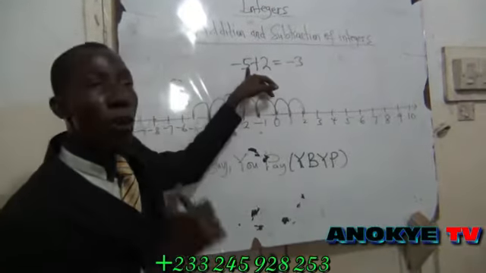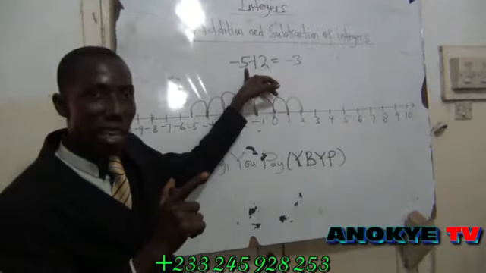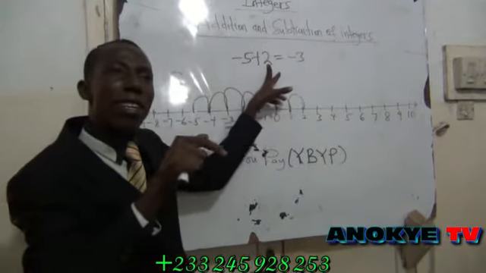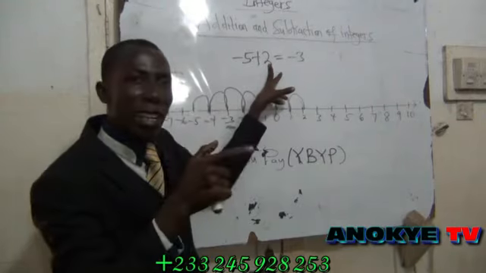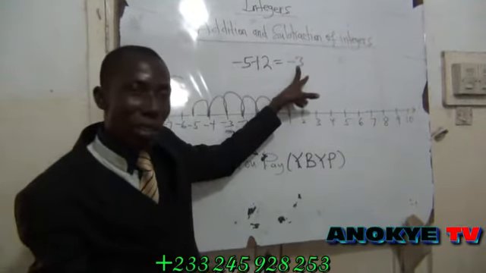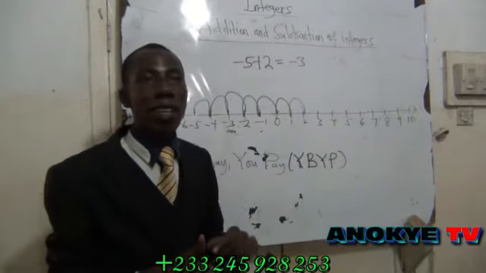So here, I owe 5 Ghana cedis and I pay 3 Ghana cedis. She will tell me I still owe 3 Ghana cedis. Therefore, the answer will be -3. Let us look at another example.